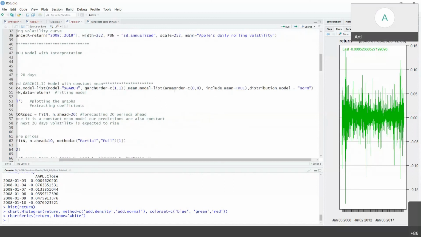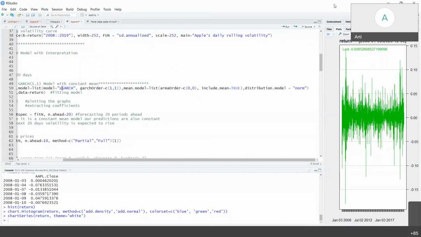Then we specify the mean model. In the mean model, we write ARIMA order 0, 0. We are not using any autoregressive moving average terms here. It's a constant mean model. The equation which I presented in the PPT, the same thing I'm writing. I'm not including any ARMA order term. And then we have a distribution model. This is norm. Norm means normal distribution.